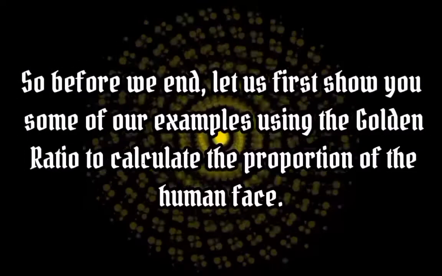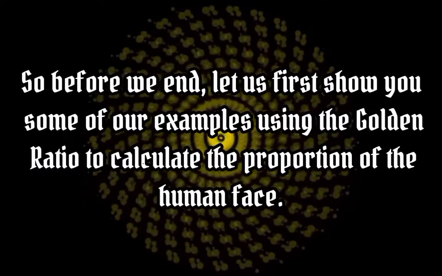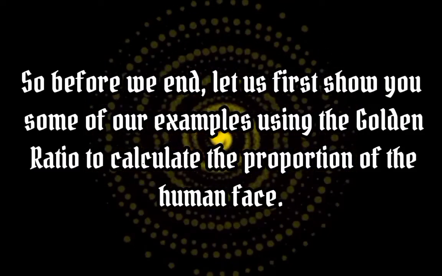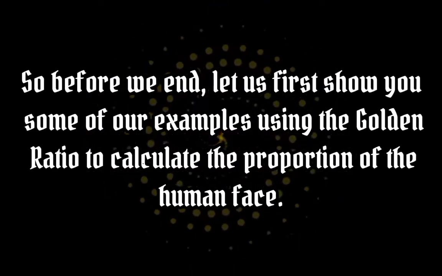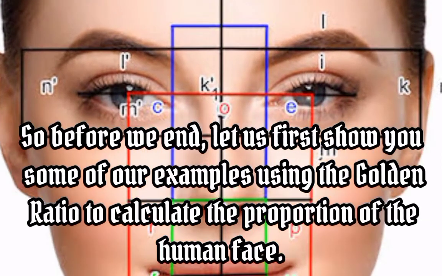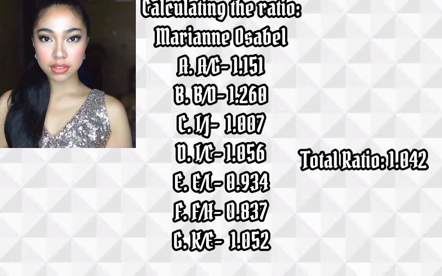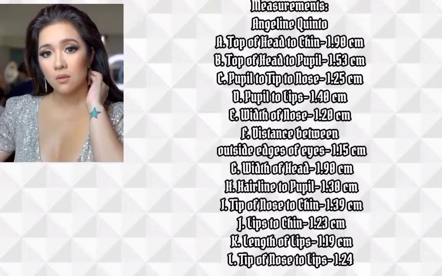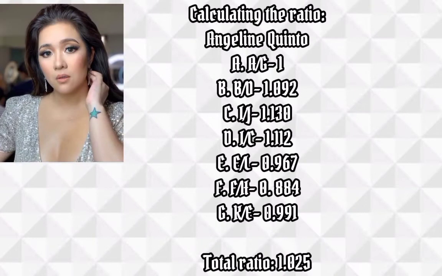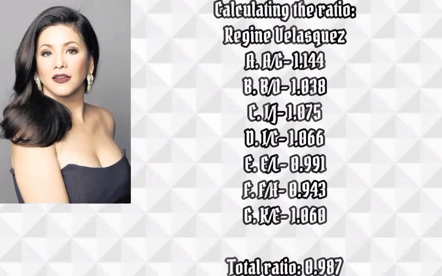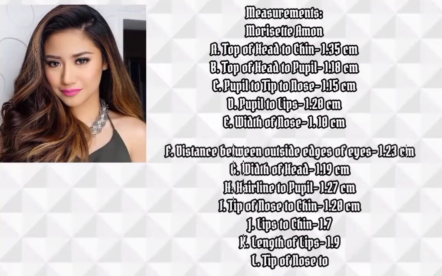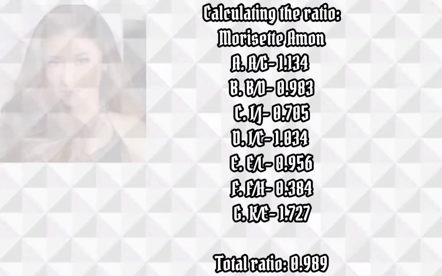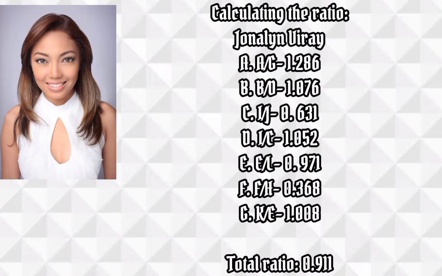But wait, before we end, let us first show you some of our examples using the golden ratio to calculate the proportion of the human face. We have here our local celebrities and their ratio. Marian Isabel with a total ratio of 1.042, Clarice de Guzman with a total ratio of 1.061, Angeline Quinto with a total ratio of 1.025, Regine Velasquez with a total ratio of 0.987, Merced Amon with a total ratio of 0.989, and Jonalyn Buray with a total ratio of 0.911.